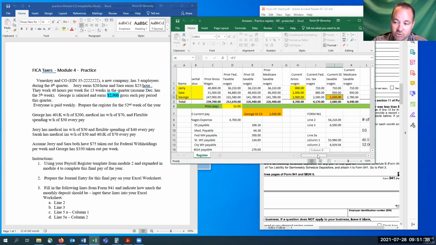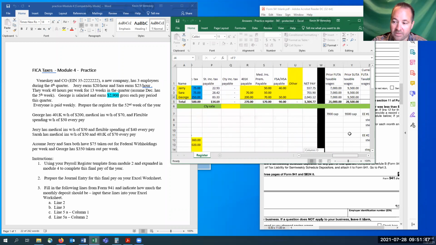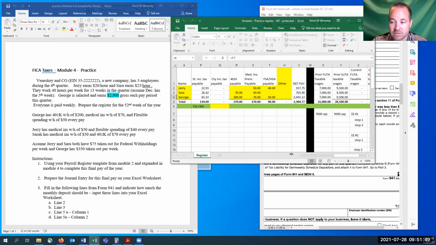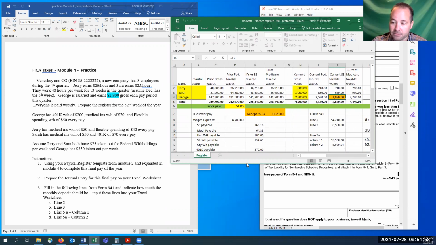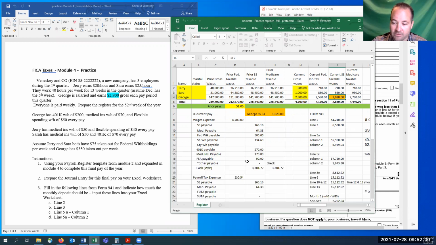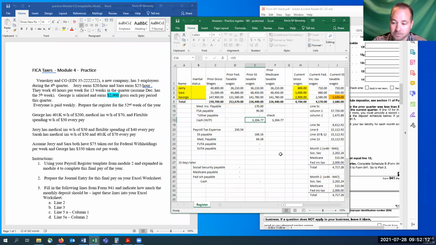Now, once you get that situated, check the rest of your numbers to see if you now match up. And hopefully at that point, now you will have 3304.77. Okay, we can go ahead and check our journal entries at this point. They should be correct if you have your template set up. Wage expense, final net pay is 3304. Payroll tax expense is simply our Social Security and Medicare.